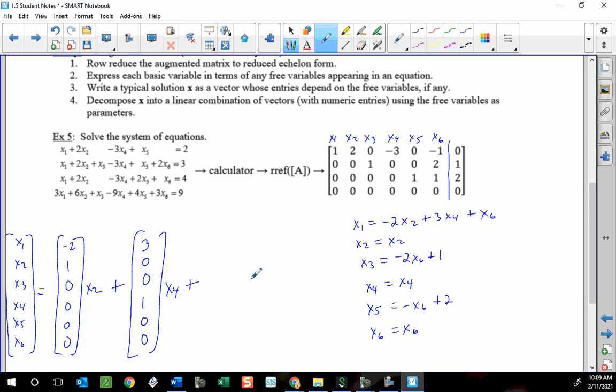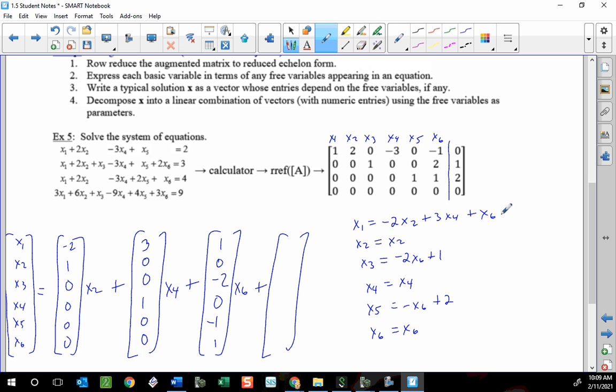All right, my next one involved, I don't have an x5 column, so let's say x6. All right, so 1, nothing, negative 2, nothing, negative 1, and 1. And then finally, my constants. I have no constants, then a 1. So 0, 0, 1. Then I have no constant, I have a 2, and I have no constant. So that is written in vector form, my solution. And that is it. Bye-bye.